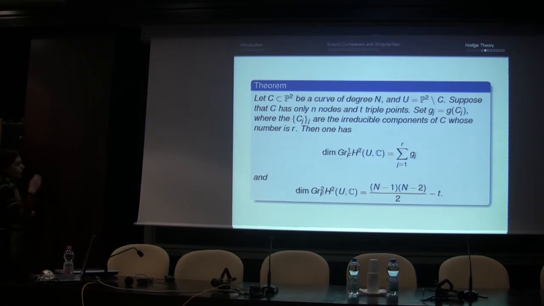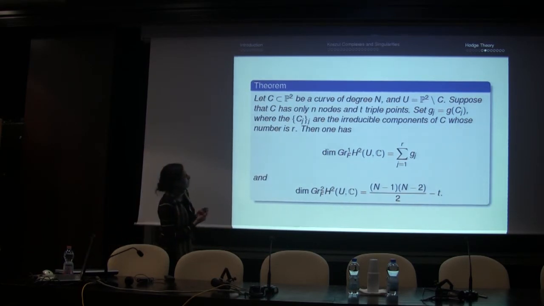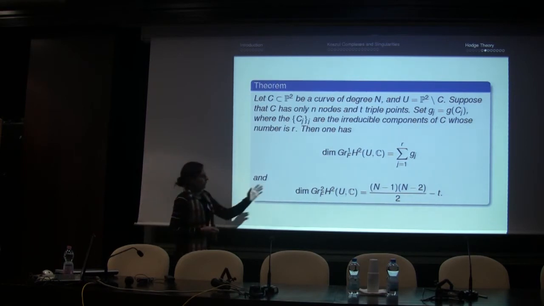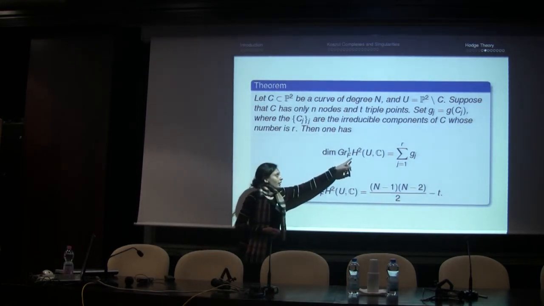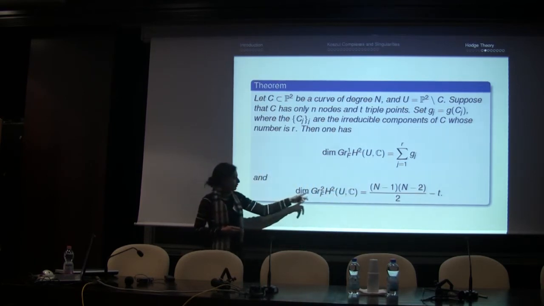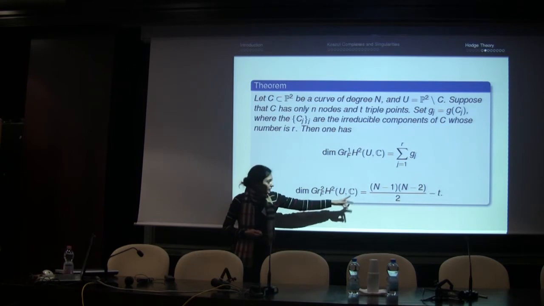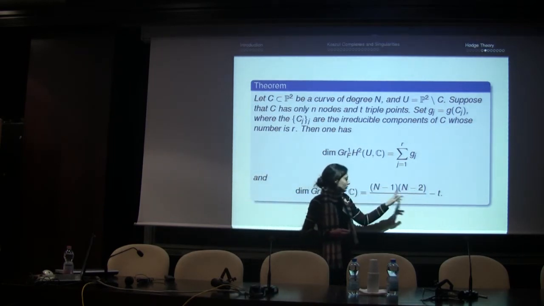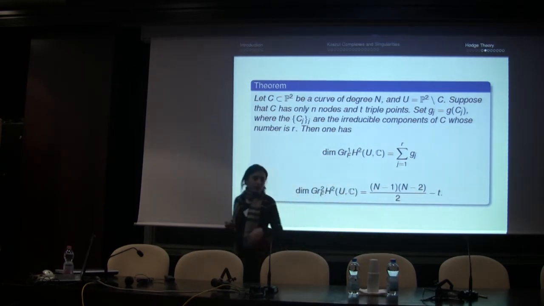We have a curve of degree n. We take the complement, and we suppose that C has only nodes and triple points. We take the genera of all the curves, and we take Cj to be the irreducible components of C, whose number is r. So we prove that the dimension of gr1f of H2 is equal to the sum of the genera gj, and the dimension of gr2f of H2 is equal to (n minus 1)(n minus 2) divided by 2 minus t.